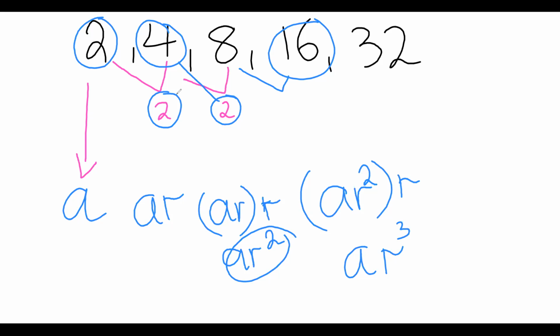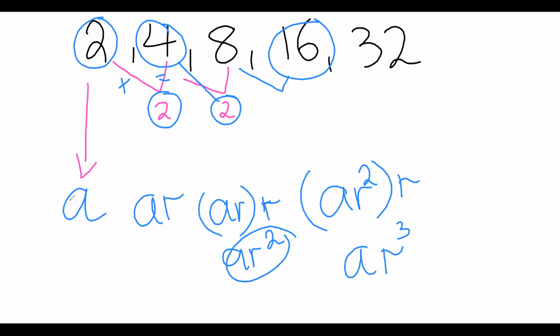Teacher, I have a question. I didn't understand it from 4 to 16. Why is it AR and AR to the power of R? What did you do? You multiply 2 by 2, you get 4. If you multiply 4 by 2, you get 8. And 8 by 2, you get 16. So because 8 is multiplied by 2 to get 16, it will be AR to the power 3, because you multiplied 3 times, so R cubed.